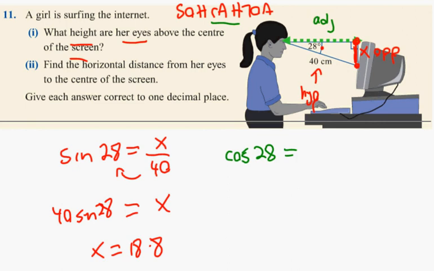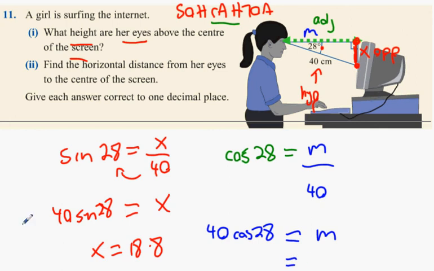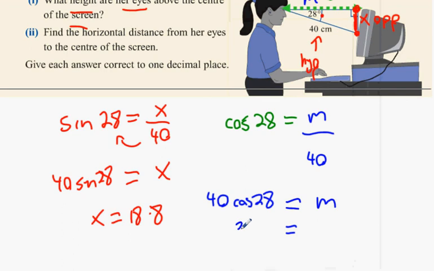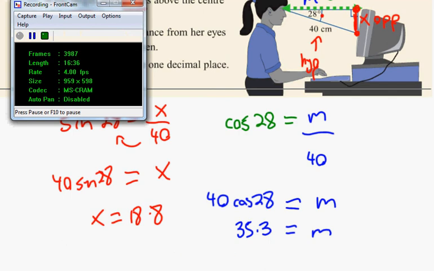Adjacent, which we'll call any letter you want, M. The adjacent will be M. And what's the hypotenuse? 40. Cross multiply, which is 40 cos 28. Anybody? 35.31, which rounds to 35.3. Okay, guys.